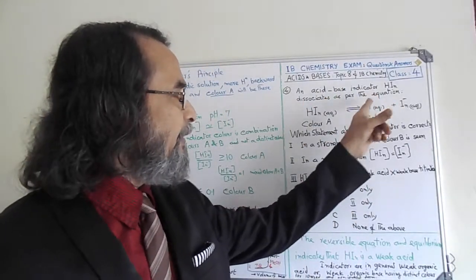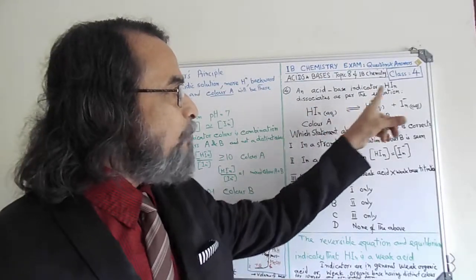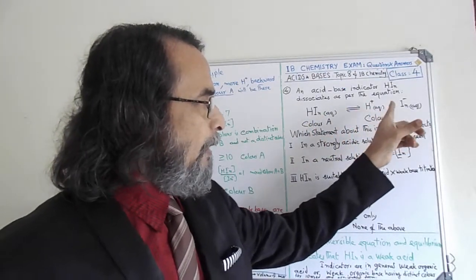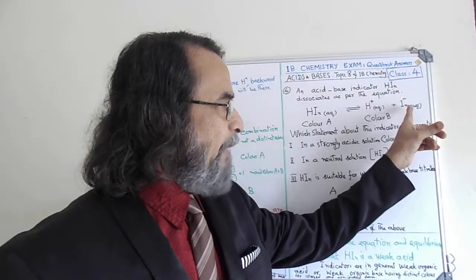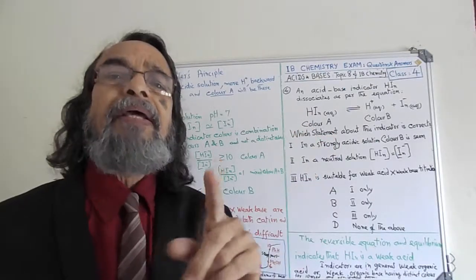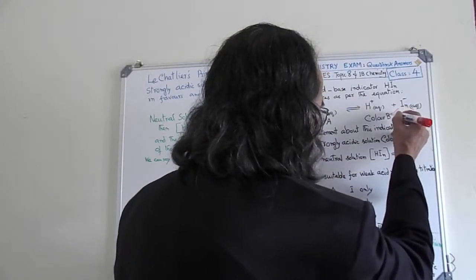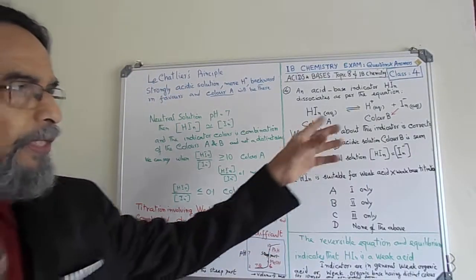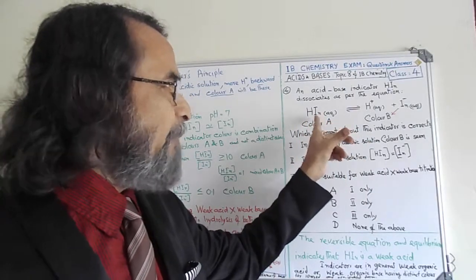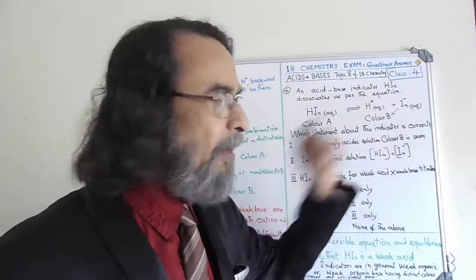An acid-base indicator HIN dissociates as per the equation HIN, reversible arrows, H+ in aqueous medium, and IN minus. HIN has color A and IN minus has color B. Color B is for the conjugate base of this acid. HIN means an acid, and it will form the IN minus ion, which has color B.